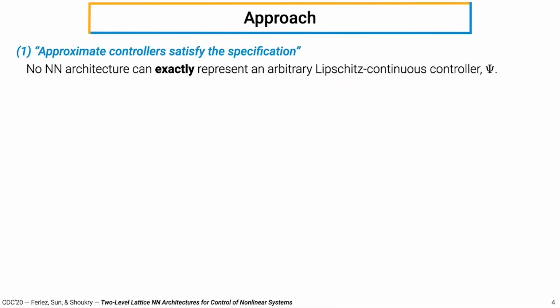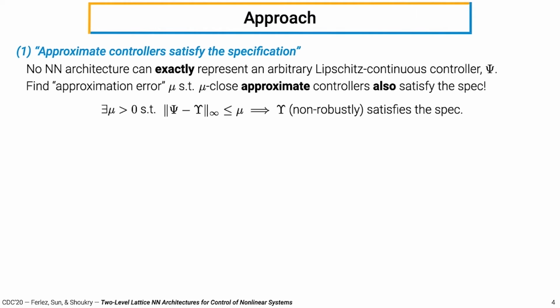Our approach to this problem can be divided into three steps. The first step we can summarize as approximate controllers also satisfy the specification. So in our problem assumptions, we have assumed the existence of a Lipschitz continuous controller that satisfies the specifications. However, we know that no neural network architecture can realize that controller exactly. Thus, we have to show that even approximate controllers can satisfy the specification. In particular, we have to find an approximation accuracy mu, such that even mu approximate controllers also satisfy the specification.